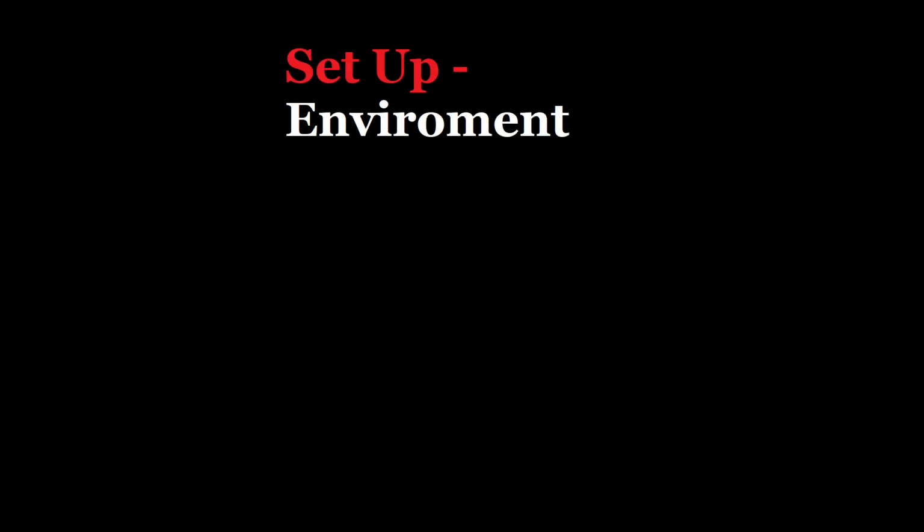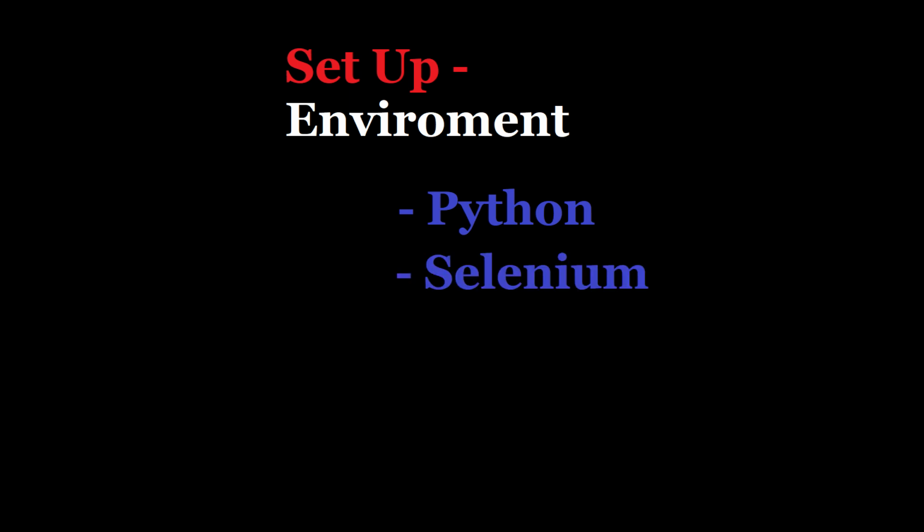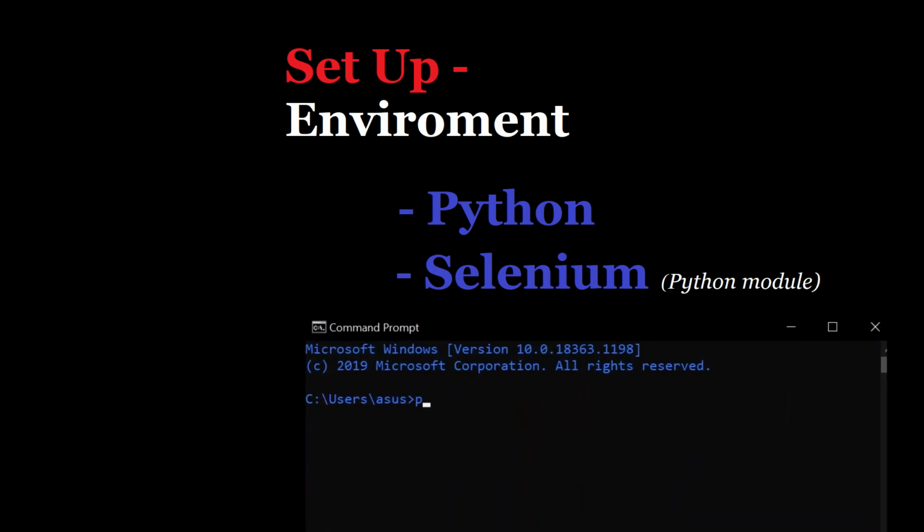Now, every programmer needs to have a good working environment. In this case, we'll be needing Python because it's an amazing language for automating tasks. We need Selenium, which is basically an external Python library. You can install it by simply opening your terminal and writing pip install selenium.